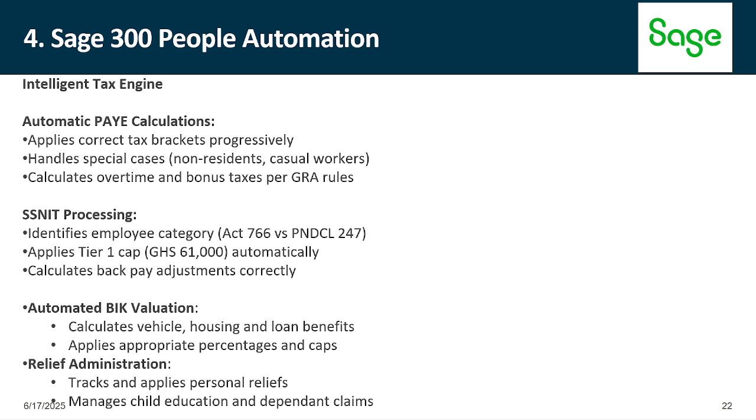Automated benefit in kind valuation. So this valuation I was talking about, how to calculate 10% of total cash emolument, 7.5% of total cash emolument, 12.5% of total cash emolument, the system will compute those automatically for you. You don't have to do any computation in Excel or with a calculator. Relief administration: the system tracks and applies personal reliefs, and manages child education and dependent claims easily, effortlessly.